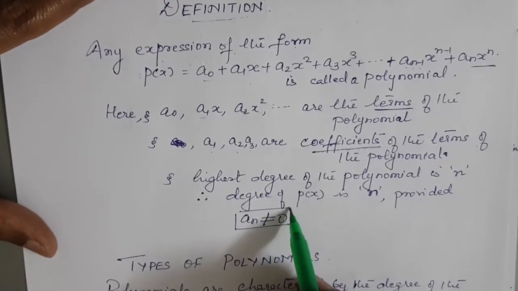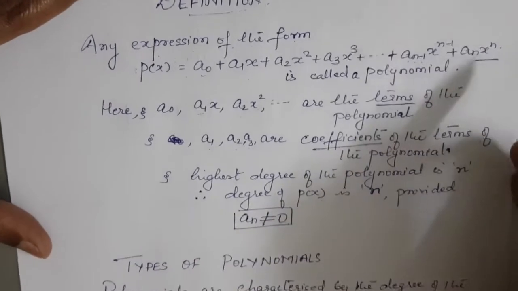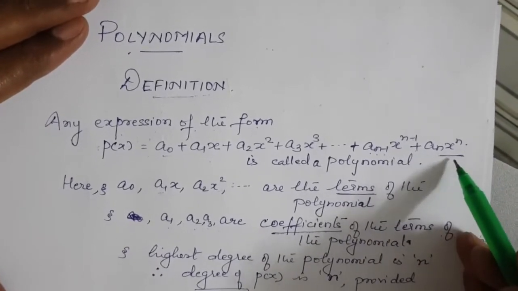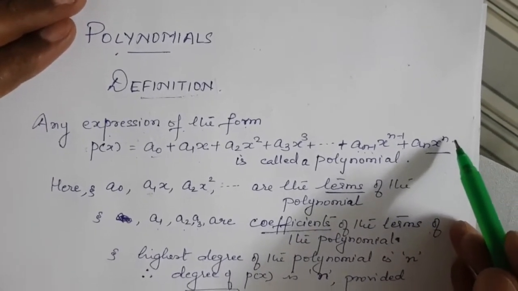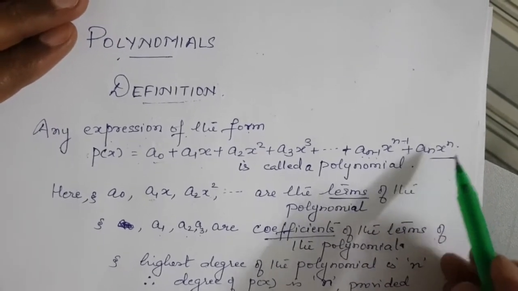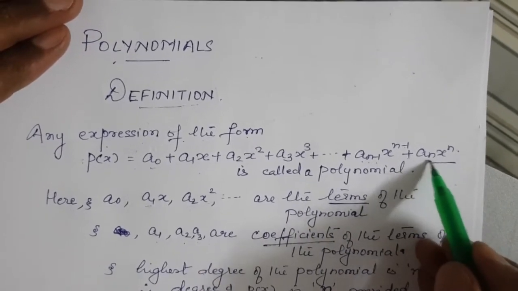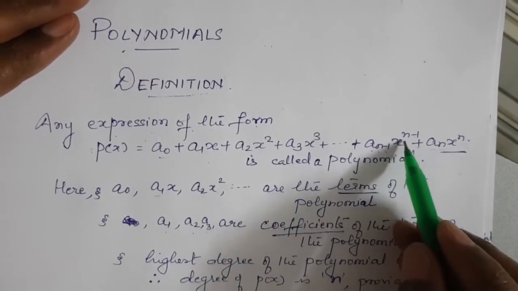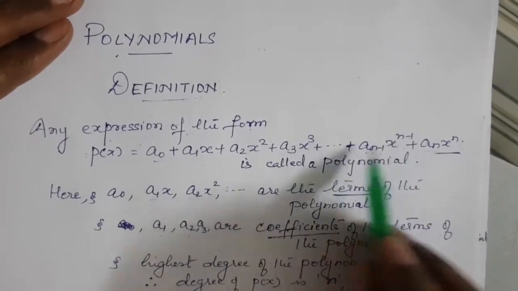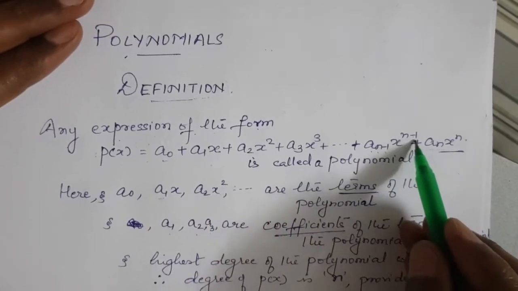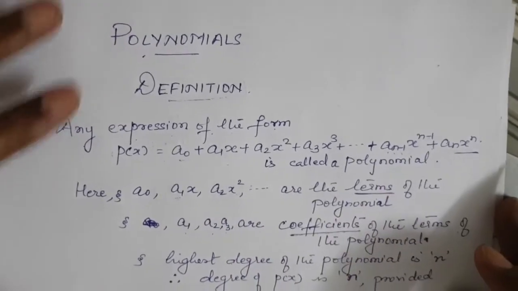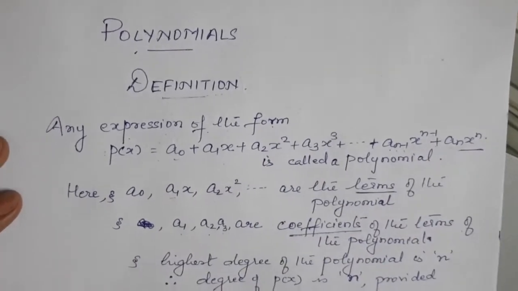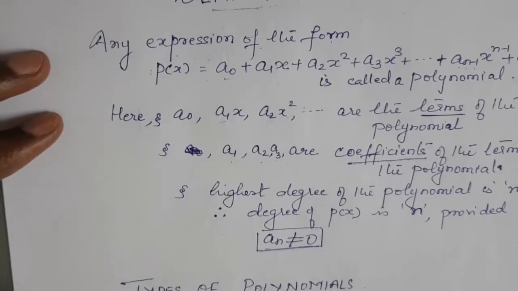And children, this is very important. Until and unless the coefficient of the highest degree is non-zero, we cannot say that the degree of the polynomial is n. Right? What will happen if an is equal to 0? Then the next highest degree is x to the power n minus 1. In that case, the degree of the polynomial becomes n minus 1. So whenever you say that the degree of a polynomial is n, that means its coefficient must be non-zero.